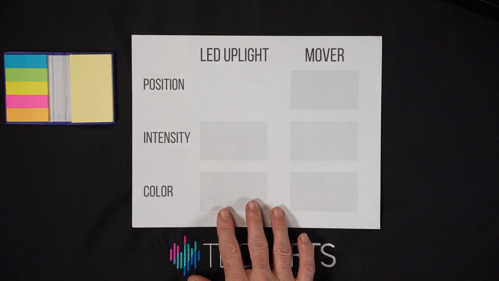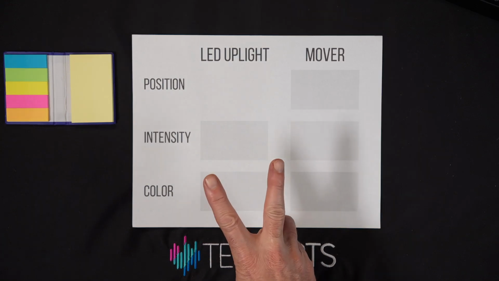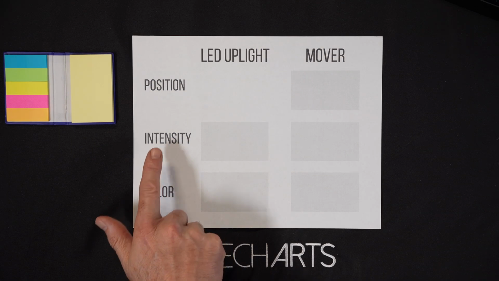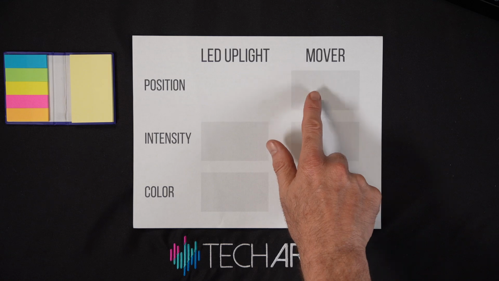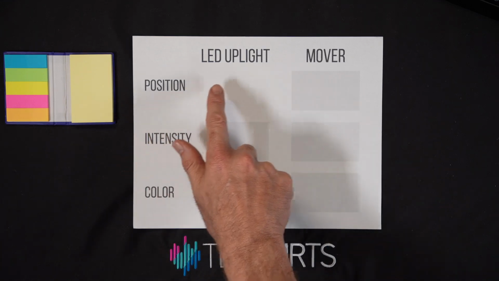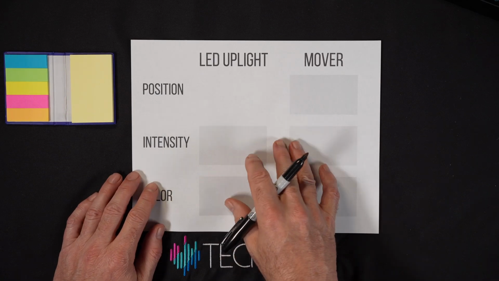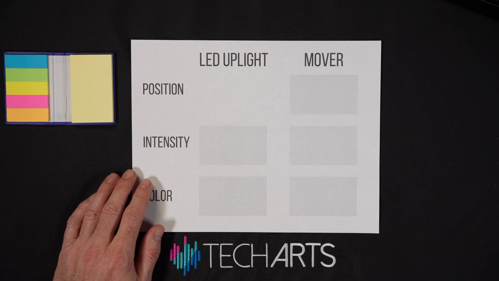So in this hypothetical system, we have two lights. We have an LED uplight and we have a mover. Each of those has an intensity and a color parameter, but only the moving light will have a position parameter. So let's start off with setting up the stage. We've got our massive setup here, and so we're going to start setting up the lighting looks.